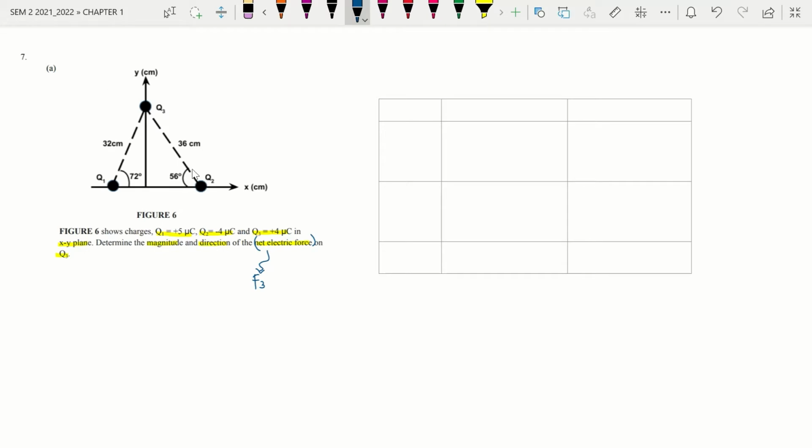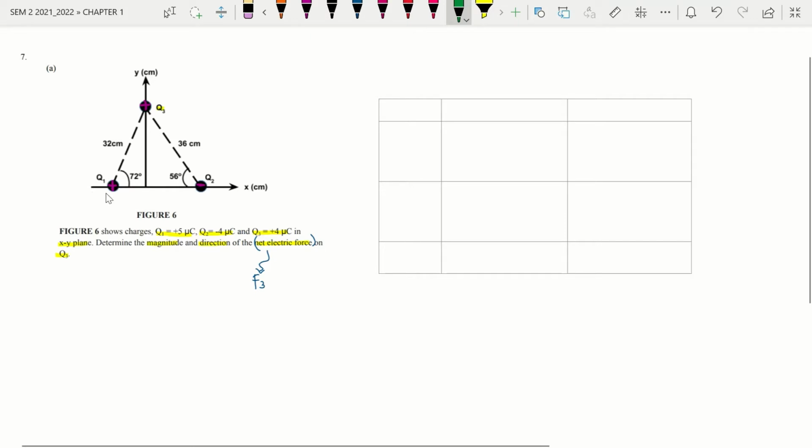Alright, so the first step, we are going to label the charge. So charge 1 is positive charge. So here is positive. Charge 2 is negative charge. And charge 3 is positive charge. Alright, the second step, we are going to draw the electric force diagram on charge 3.